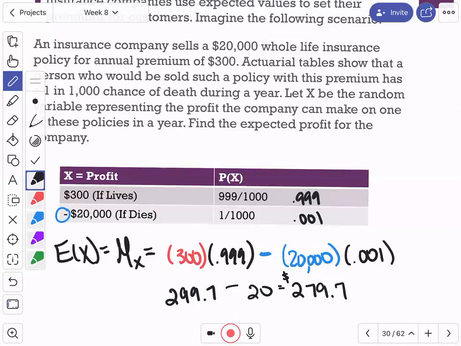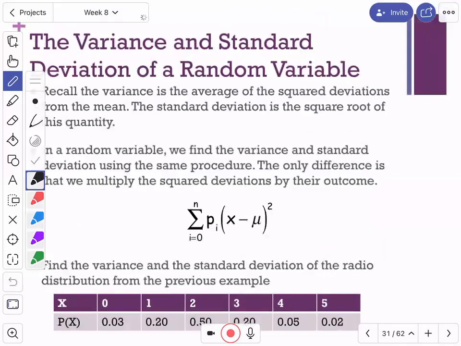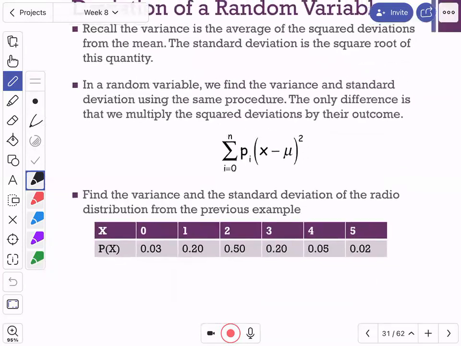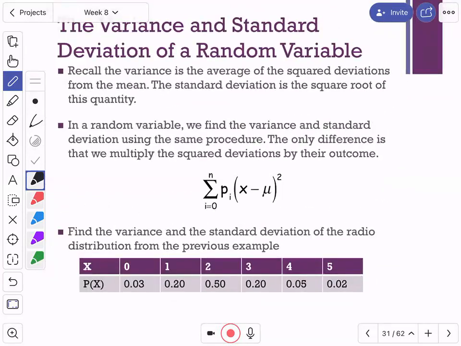If we can calculate expected value, we can also calculate this thing we call the standard deviation. I want you to remember what the standard deviation is. The standard deviation is the average deviation away from the mean. So let's say we're supposed to sell 2.1 radios in a week. If we're supposed to sell 2.1 radios in a week, how far will I deviate from that on average? That's what I want to know now. How far will I deviate on average from that number, right?